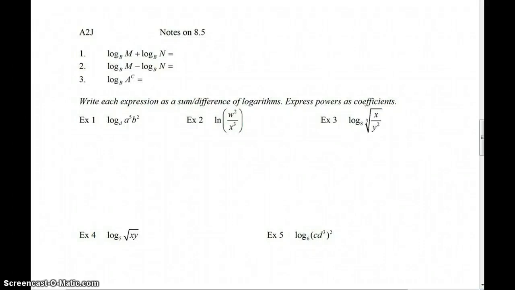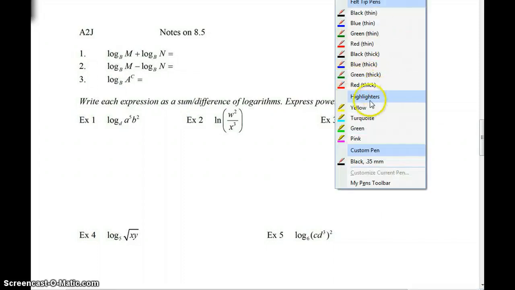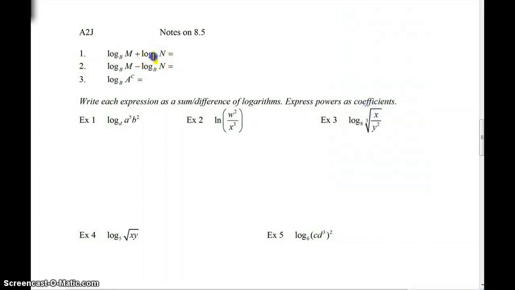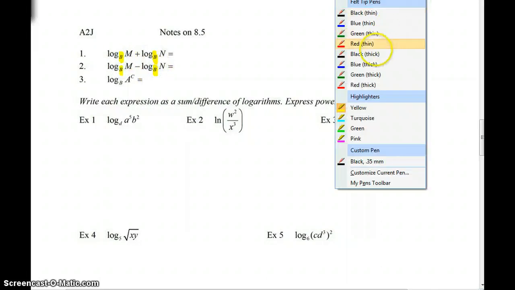Lesson 8.5 continues with logarithms and properties of logarithms. There are three properties that we must have memorized. Very, very important properties. The first two of which are going to require that we have the same base. Here's really what we have happening.